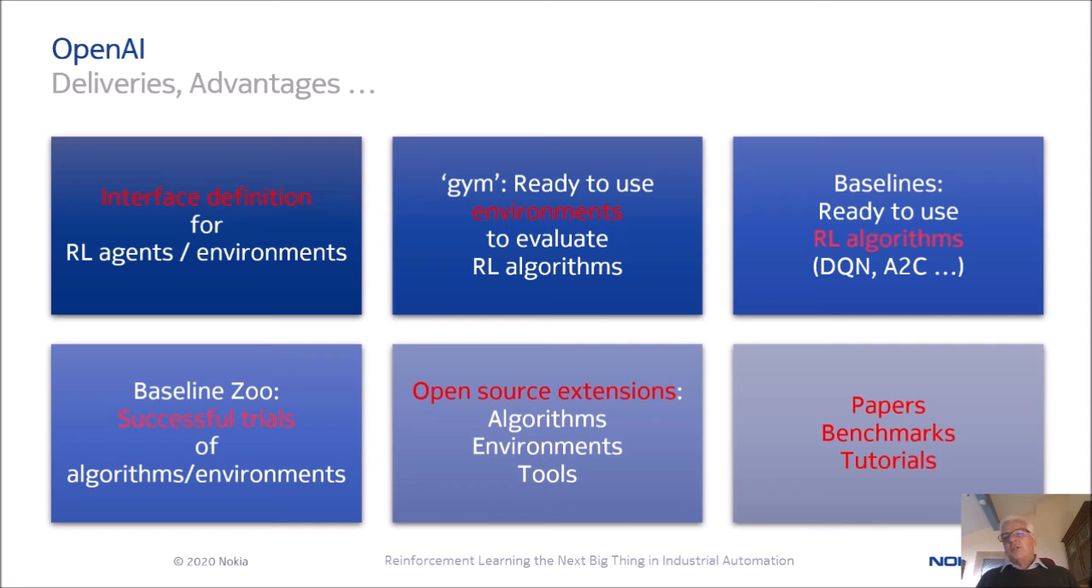On top of these systems, the environments and the algorithms, you also have a so-called baseline zoo, which is a set of successful trials. Setting up those systems, environments, and algorithms, you have a lot of parameters, and it's very useful to see successful trials and understand what are the parameters which really achieve those good or bad results. And on top of that, OpenAI provides a huge amount of open source extensions like algorithms, environments, tools, and besides that you will find a huge amount of papers, benchmarks, and tutorials on how to use this.